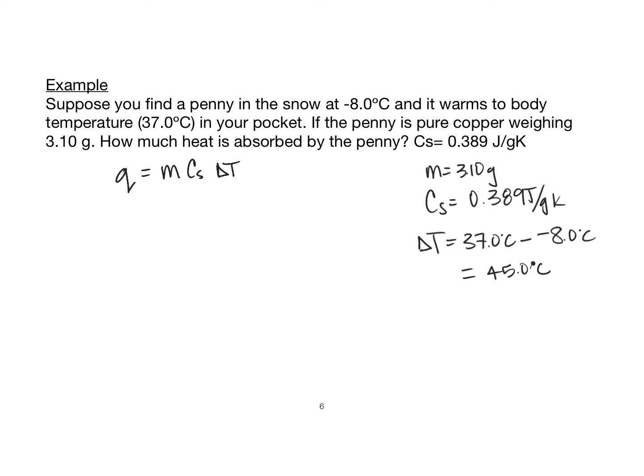So now we can plug all of these values into our calculation, where we get 3.10 grams multiplied by 0.389 joule per gram Kelvin, multiplied by 45 degrees Kelvin. Our units are going to be left with just joules, and this gives me 53.7 joules as a final answer. So we can, for any of these, look at the transfer in a specific element.